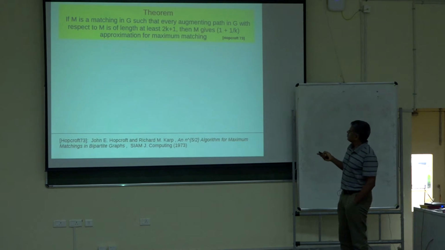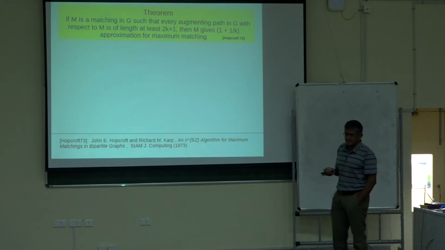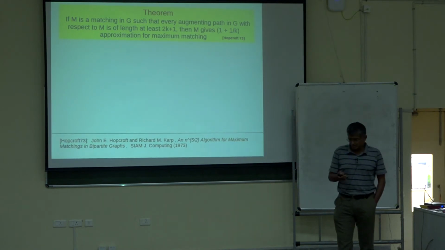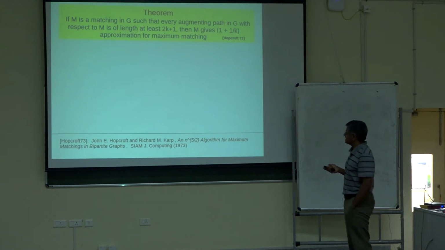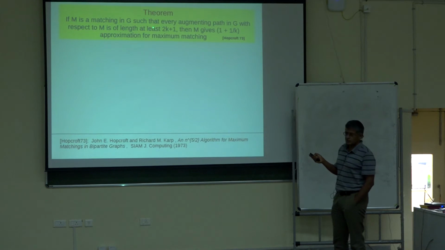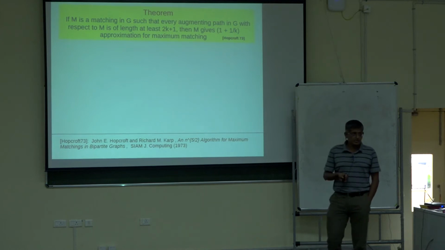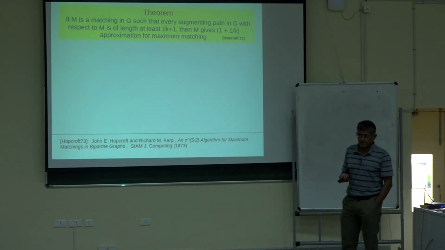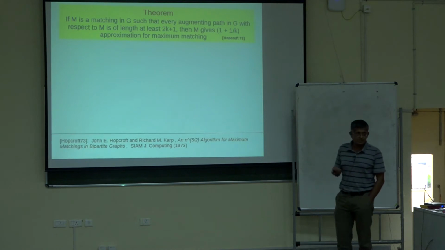Okay. So the motivation for maintaining gradient augmenting paths is this very nice theorem, right? If you maintain maximal matchings which don't have augmenting paths of length 2k+1, then such a matching would be a (1 + 1/k) approximation to the maximum cardinality matching. This is very easy to actually see.